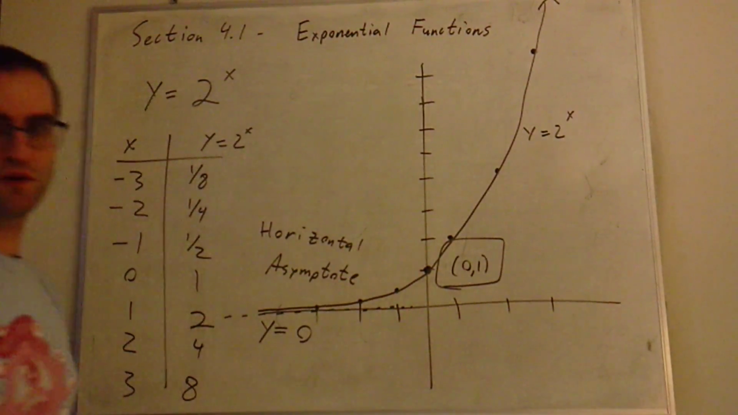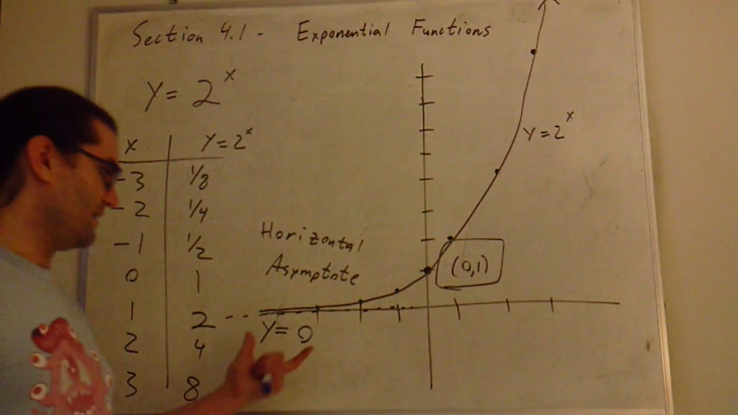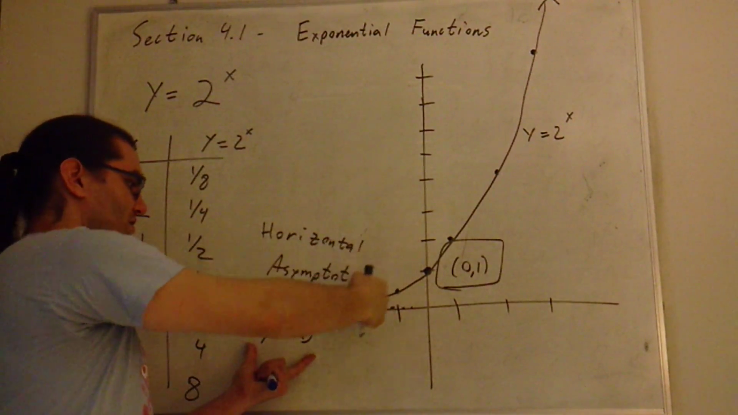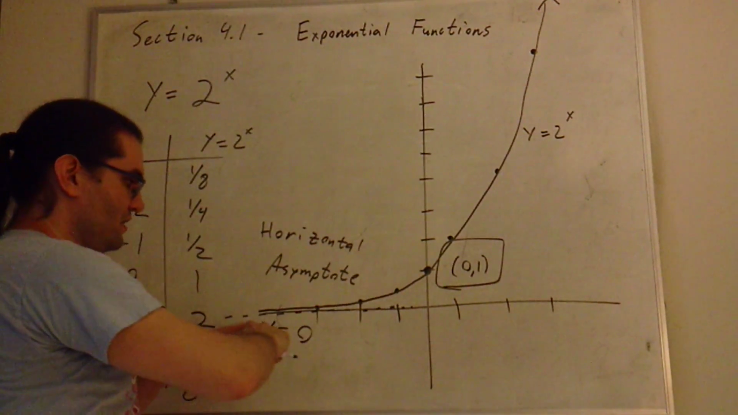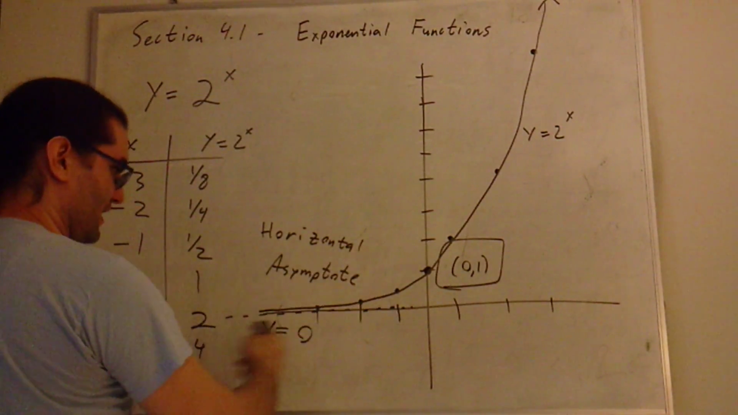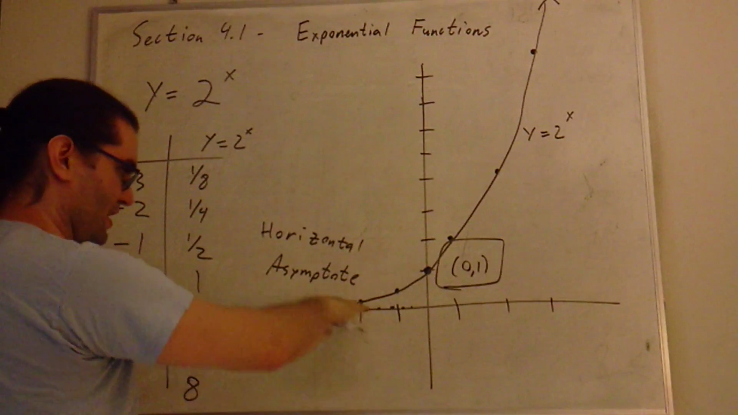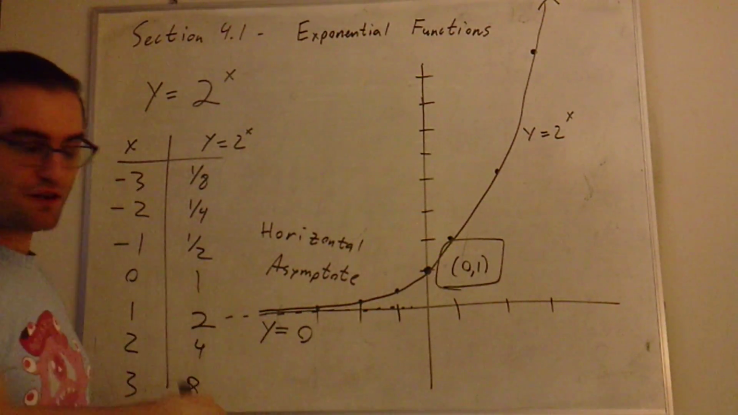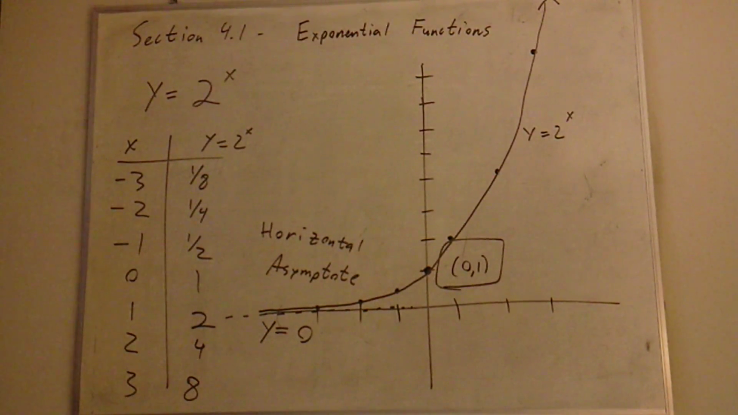Remember that an asymptote is just a fancy word for a line that the function sometimes looks like. So we have this straight line, and on the left end, on the back end, the function looks a lot like this straight line. It gets real flat. So we have this horizontal asymptote at y equals 0.